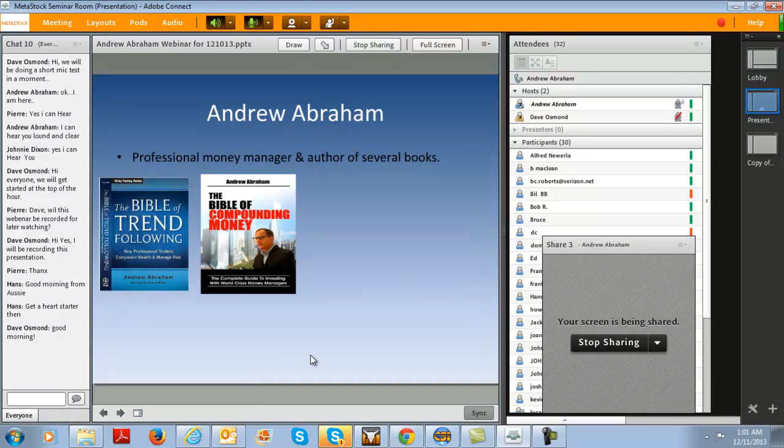As Dave had mentioned, I have written several books. One is called The Bible of Trend Following, which I wrote for my children, to teach them from a psychology standpoint and from a trend following standpoint, and the essence of what we're going to discuss tonight: trend retracement. Because that's the beauty. If you miss the entry, you always have many, many opportunities to get back in. My other book is called The Bible of Compounding Money, which really is our goal when we trade. And I discuss how I've done it since 1994 and what I do in the book.